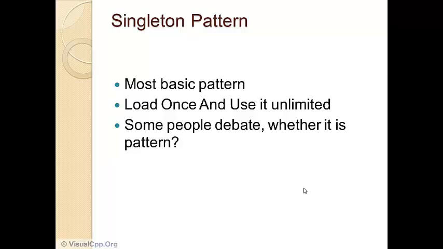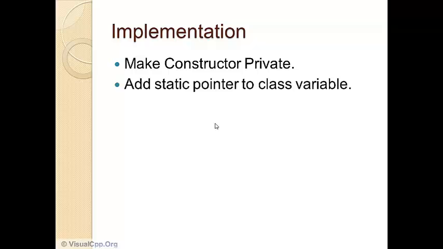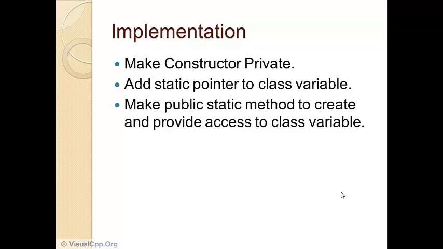Now we come to the implementation of the singleton pattern. How do we implement it? We make the constructor private. By making the constructor private, we ensure that nobody can create an object of the class outside the class, because since our constructor is private, you cannot instantiate the object from outside. The second step is to add a static pointer to the class variable. Since a static member has class scope, we'll create a public static member which will create or provide access to our class variable.